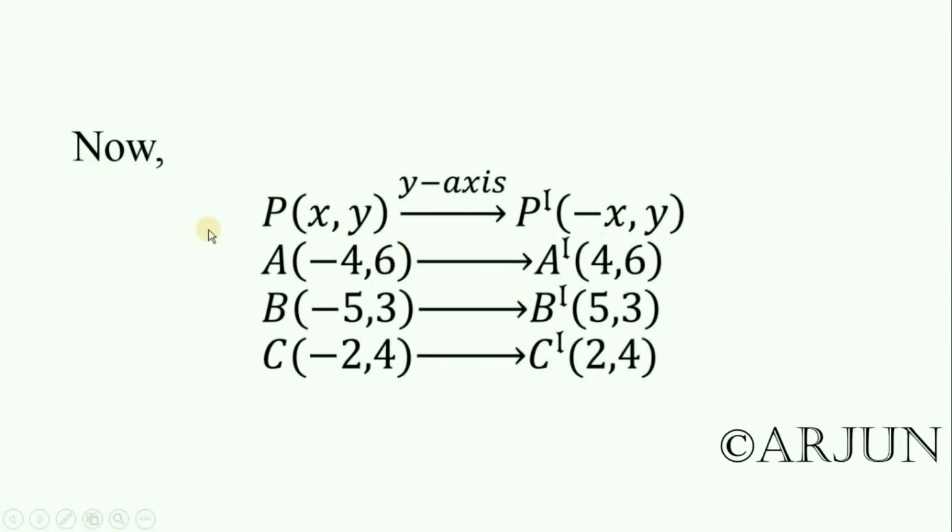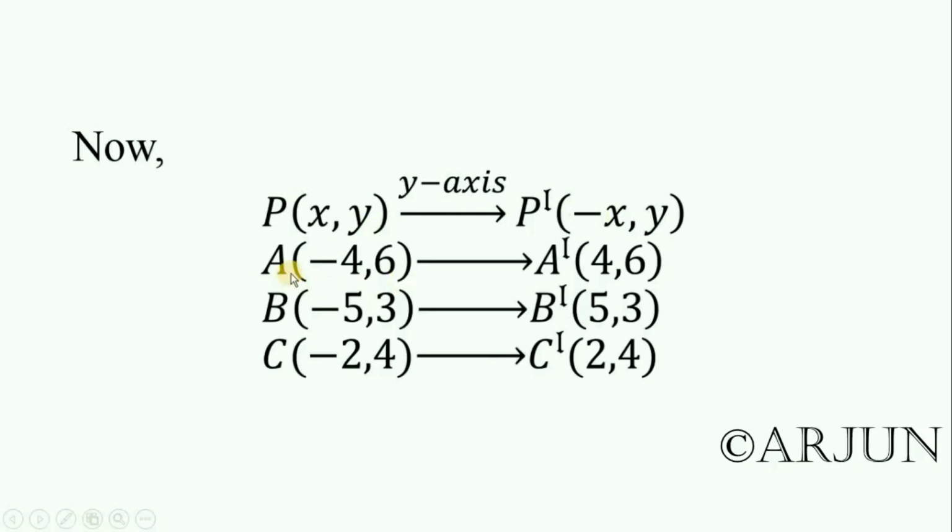Here is our solution. We know that the image of a point P(x, y) on the y-axis will be P'(-x, y). Here in the y-axis, the x part will be negative and the y part stays as it is. In reflection in the x-axis, the y part will be negative, but in the y-axis, the x part will be negative.